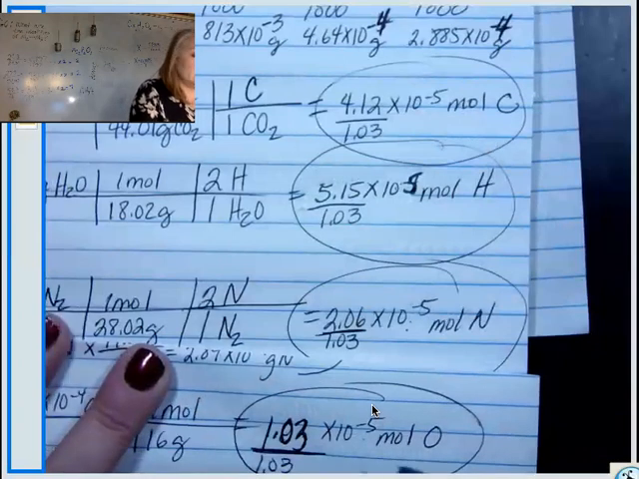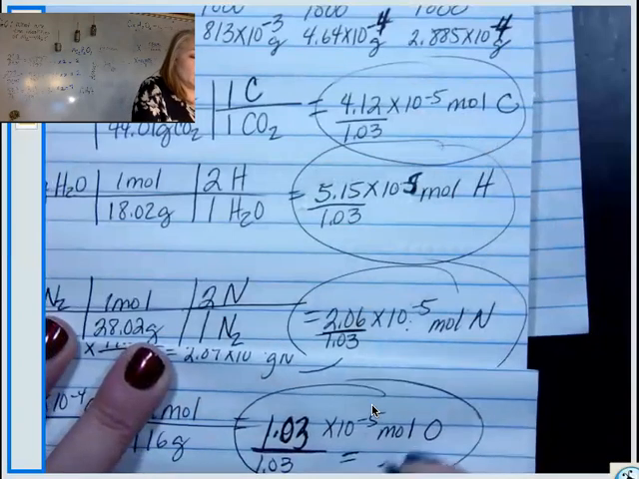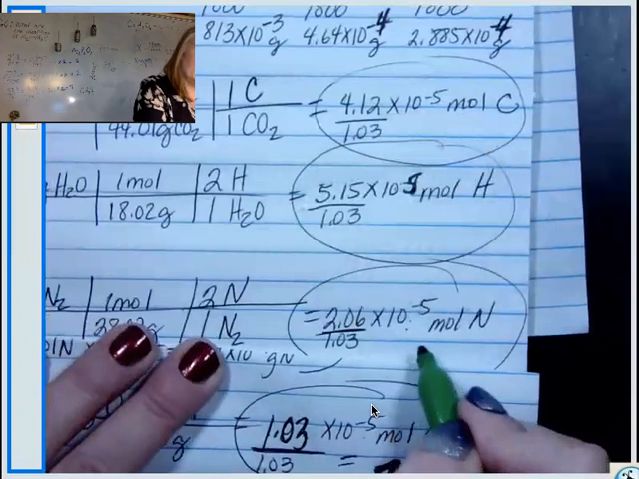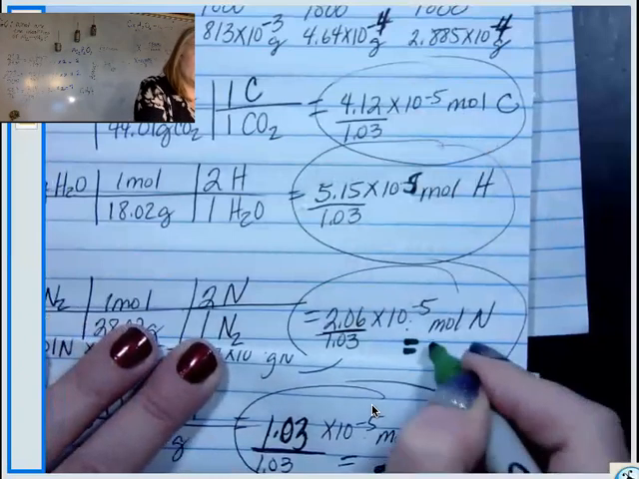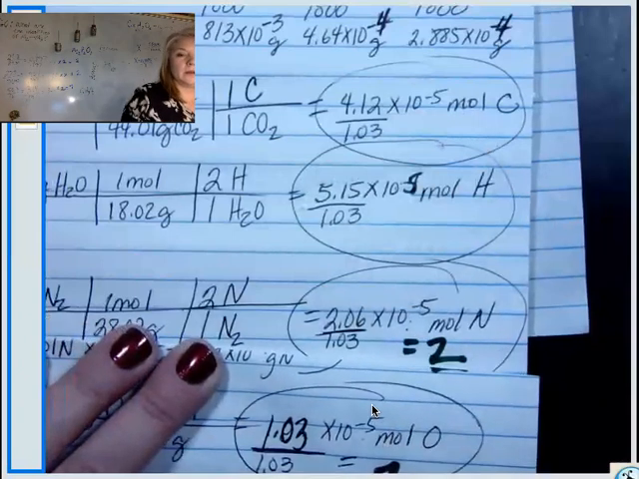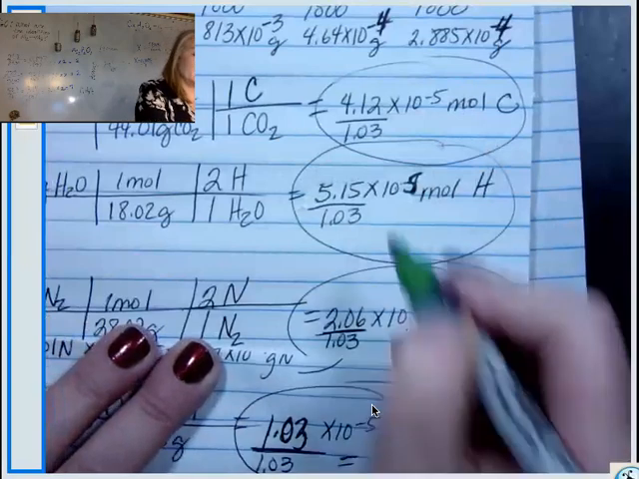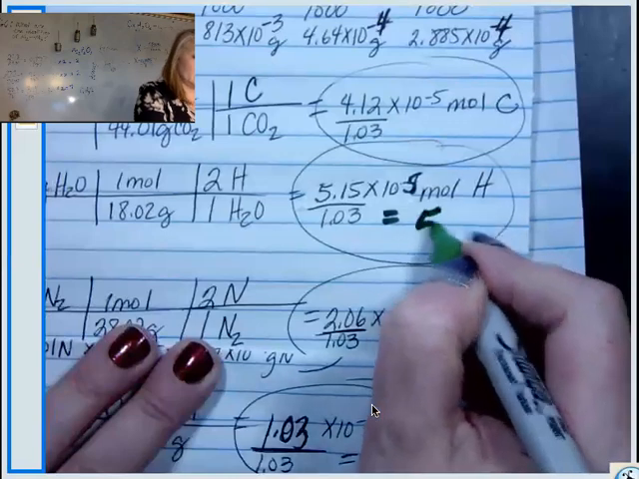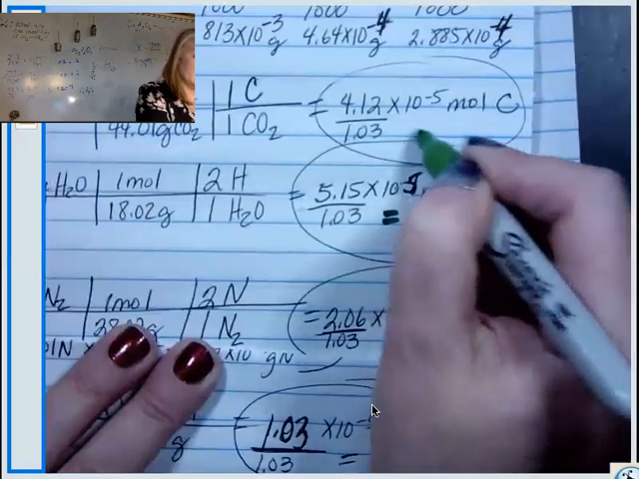So oxygen's value is going to be a 1. Y'all with me on that? Oxygen's value would be a 1. That's the smallest. Okay, how about nitrogen's value? A 2, good. And how about hydrogen's number? A 5. And carbon looks like it's going to be a 4.